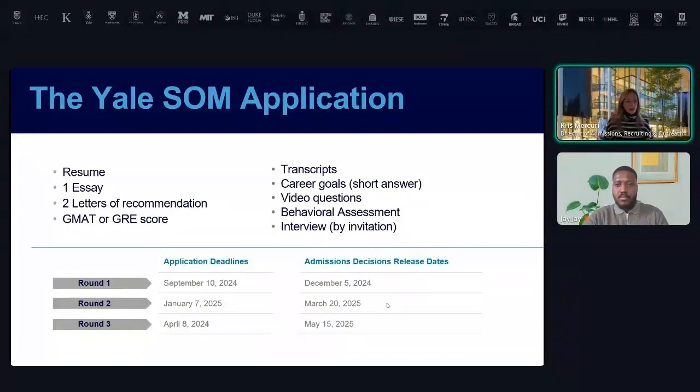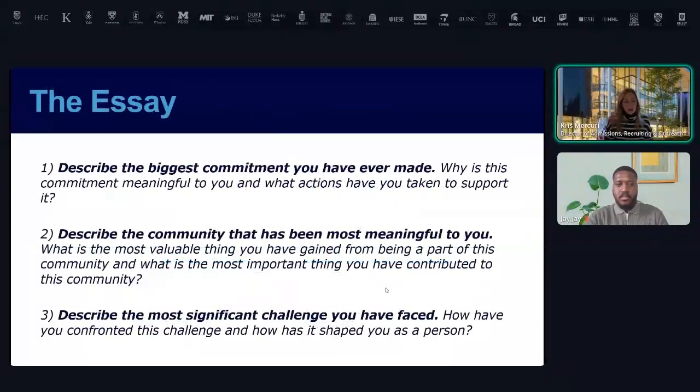And the last thing I'll talk about is the essay prompt, and then we'll take your questions. So at Yale, you only write one essay. Yay! Essay writing is a lot of work. And you really should craft individual essay questions for each school you're applying to. We ask you to write one, and you have these three choices. Describe the biggest commitment you've ever made, the community that's been most meaningful to you, or a challenge that you faced. We've expanded to give you options just to give people a little bit more room to work and share something that's meaningful to them.